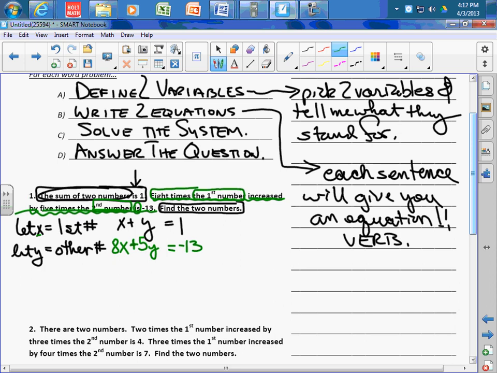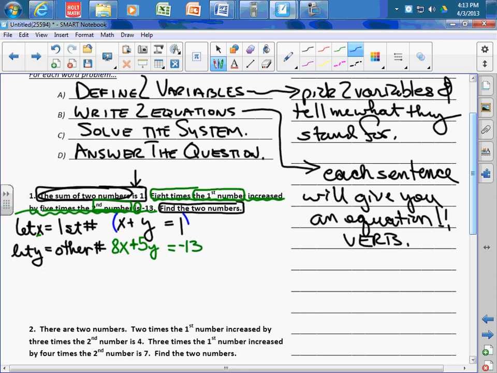Plus 5y. So here we have x plus y is equal to 1, and 8x plus 5y is equal to negative 13. And guess what? You know how to solve this using elimination. By doing what? Well, we're going to cancel out the x's. Always cancel out the x's. Just makes life easier for right now.